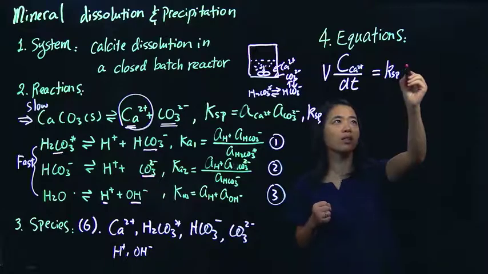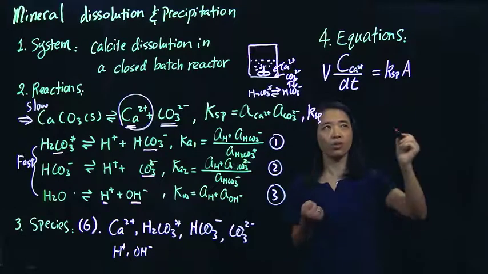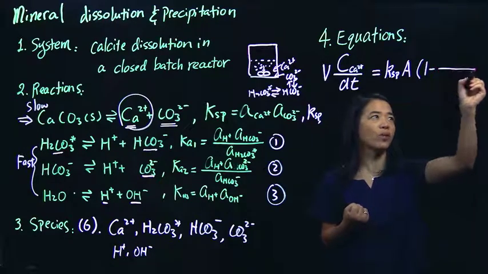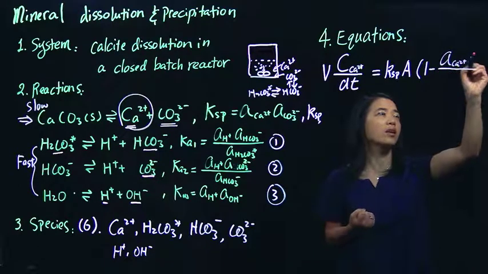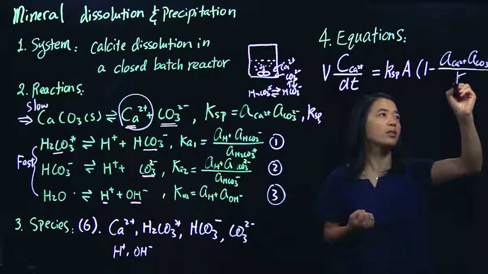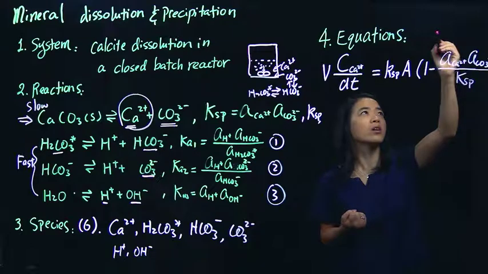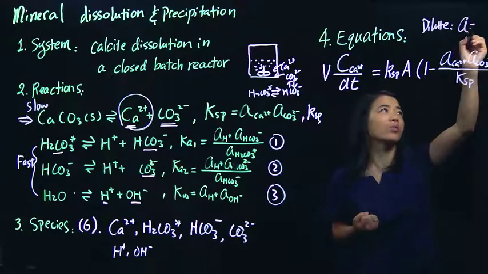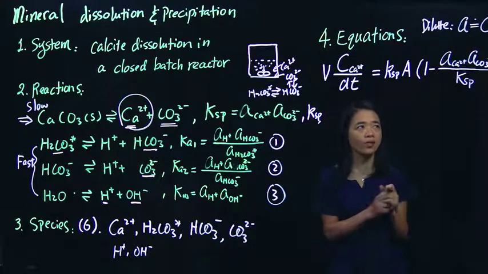So this Ksp is the rate constant times the surface area of the mineral, and then times, for example, how far away the reaction is from equilibrium, which would depend on the activity of Ca2+, the activity of carbonate, divided by Ksp, which is how far away this is from equilibrium. So this is IAP, right? Now if we have a dilute system, then the activity will be equal to C. So you can replace every A with C for simplicity.